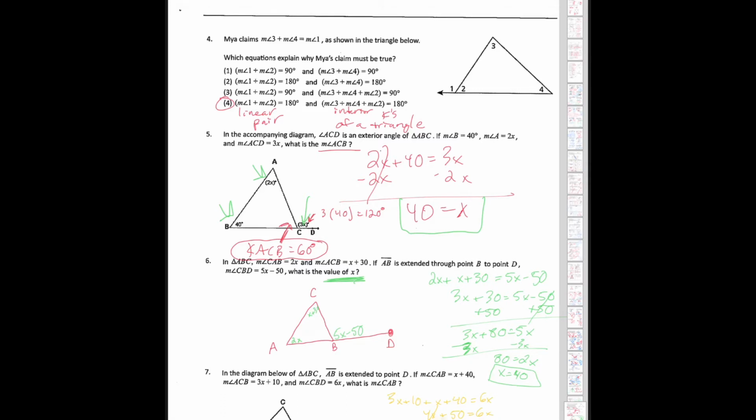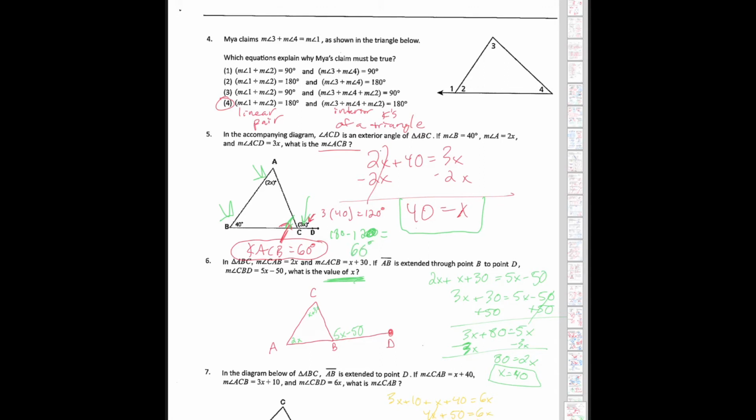So now when I plug that back in, I plug back in x equaling 40. So I get 3 times 40 is 120, and I'm looking for angle C, or ACB here. So I have to subtract 120 from 180 because it's 2 angles along a straight line. So 120 from 180, and that's how I get my 60 degrees.